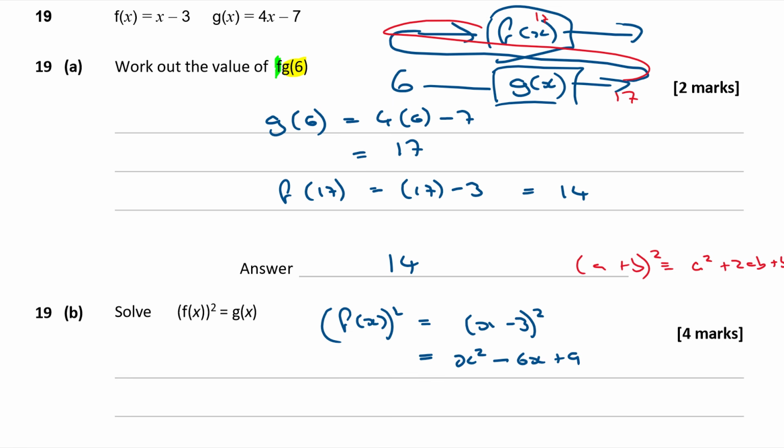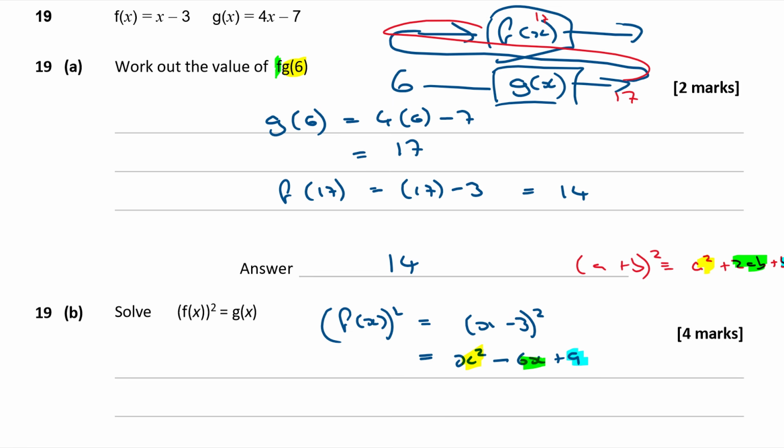Okay, it's just the first term squared, 2 times the two terms multiplied together, and then the last term squared. So I'm just using that as a quick way of multiplying these out without having to do the brackets. But if you don't get that, just do the brackets. X minus 3, and FOIL it. Okay, so that's f of x all squared.